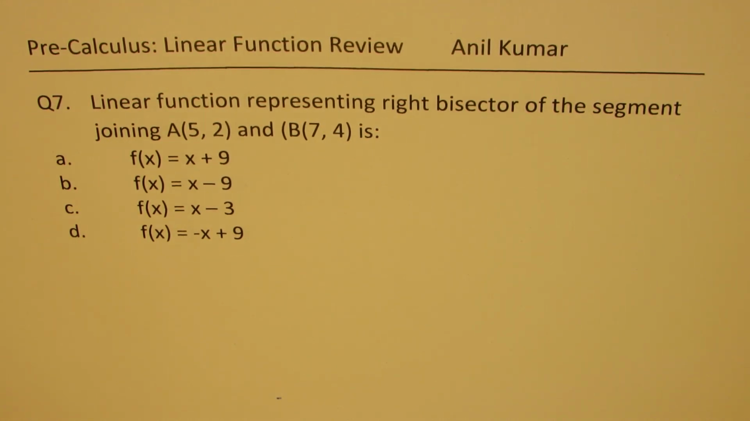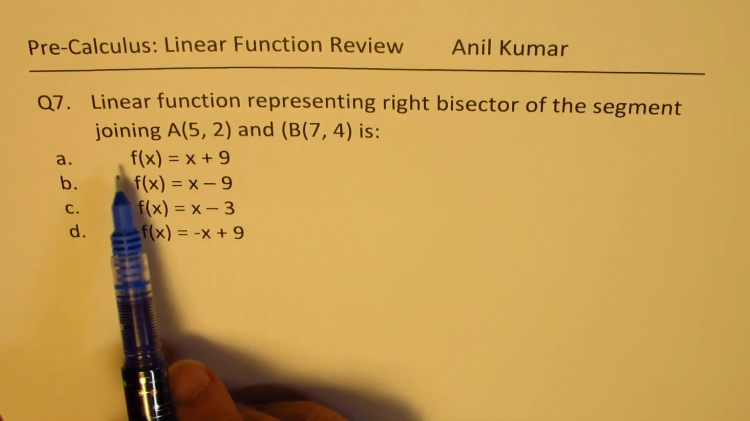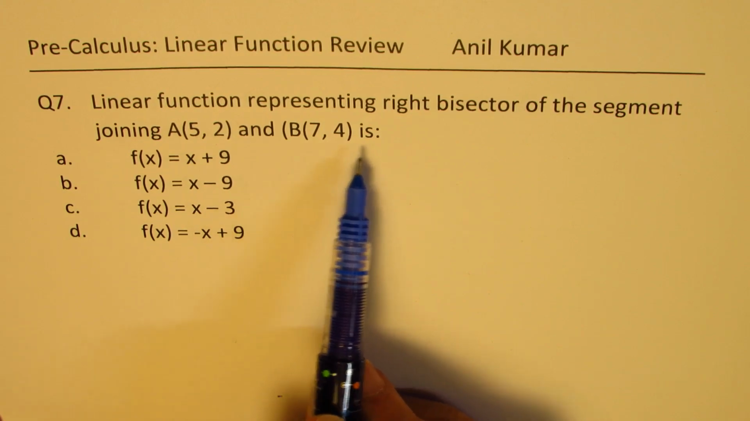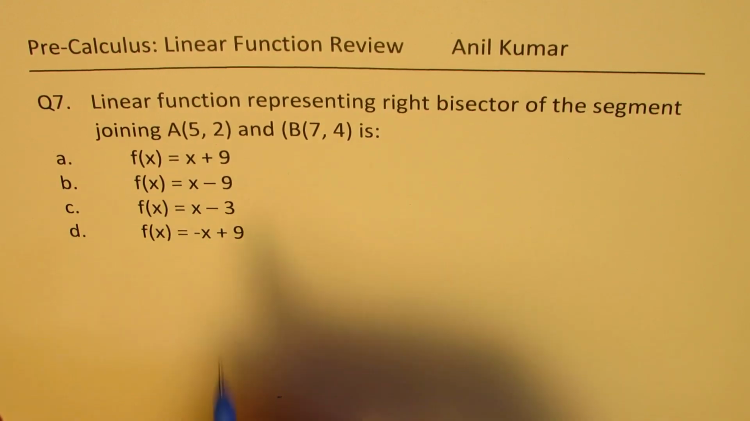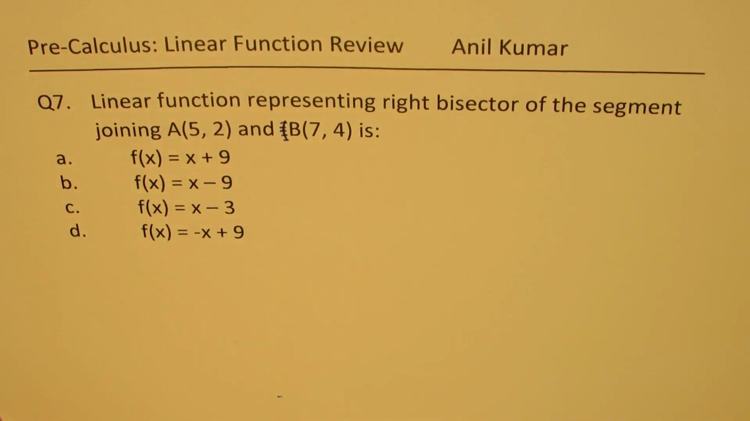In part 1, we saw the basic concepts about linear functions, and related to that, we had solved 6 questions. Now here we'll look into some application questions. Question number 7: the linear function representing the right bisector of the segment joining A (5, 2) and B (7, 4) is. You can always pause the video, solve this question, then look into my choices.